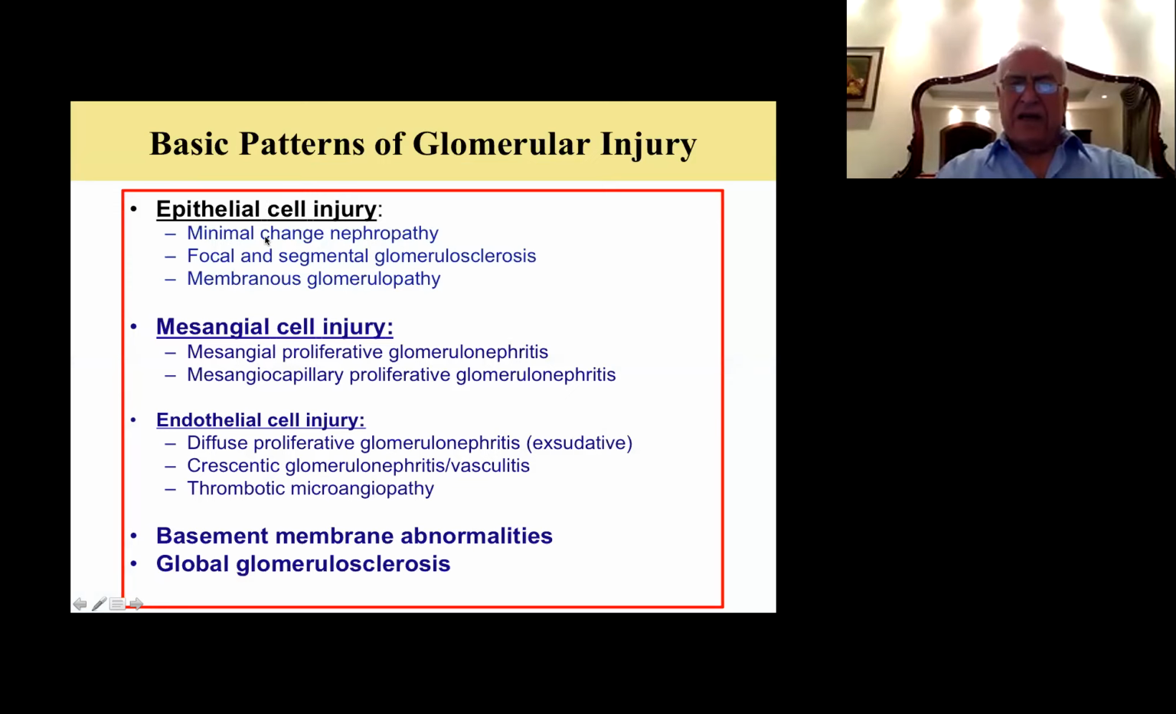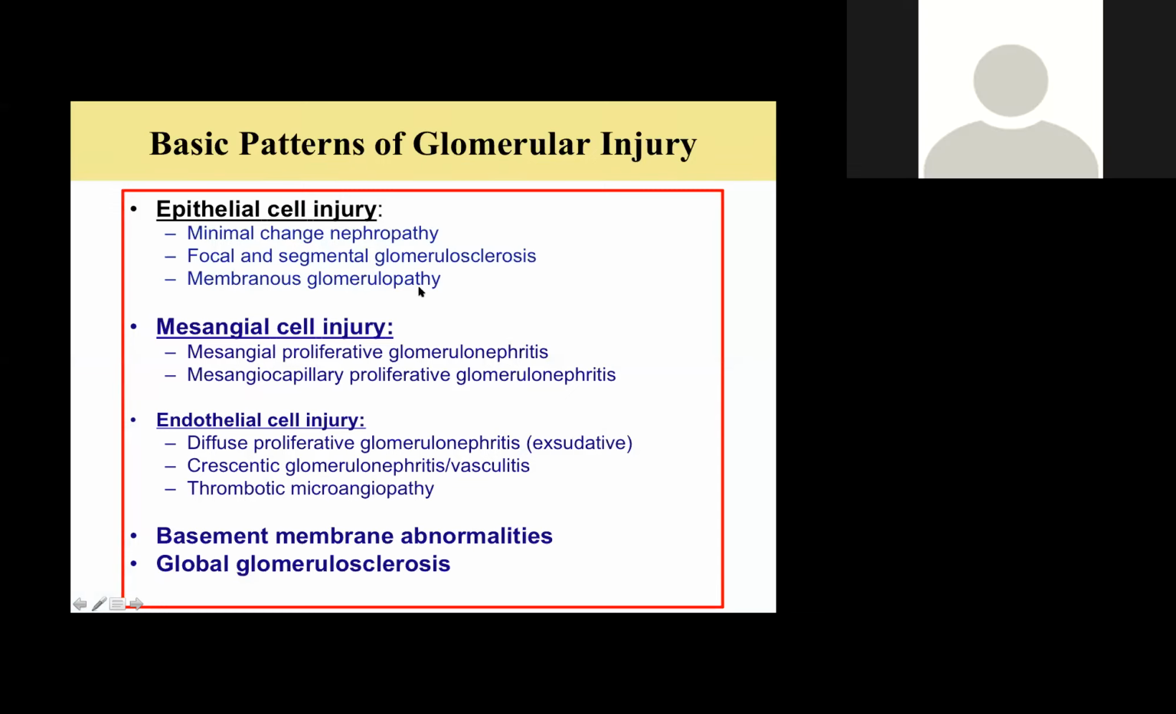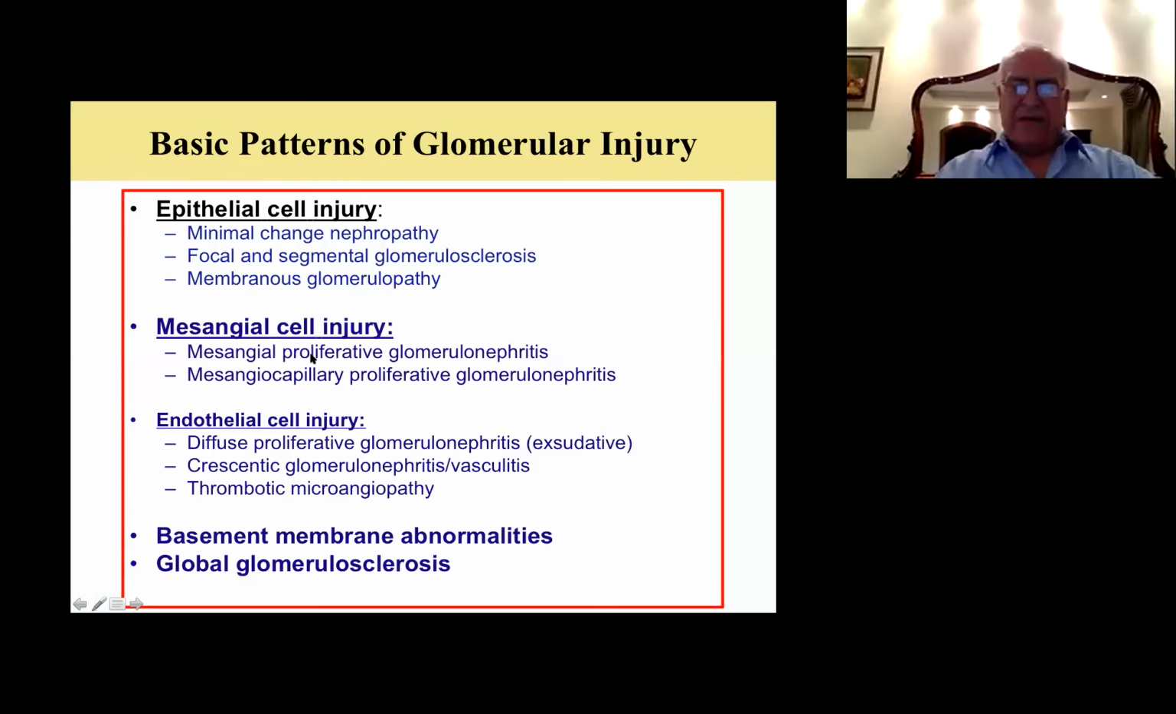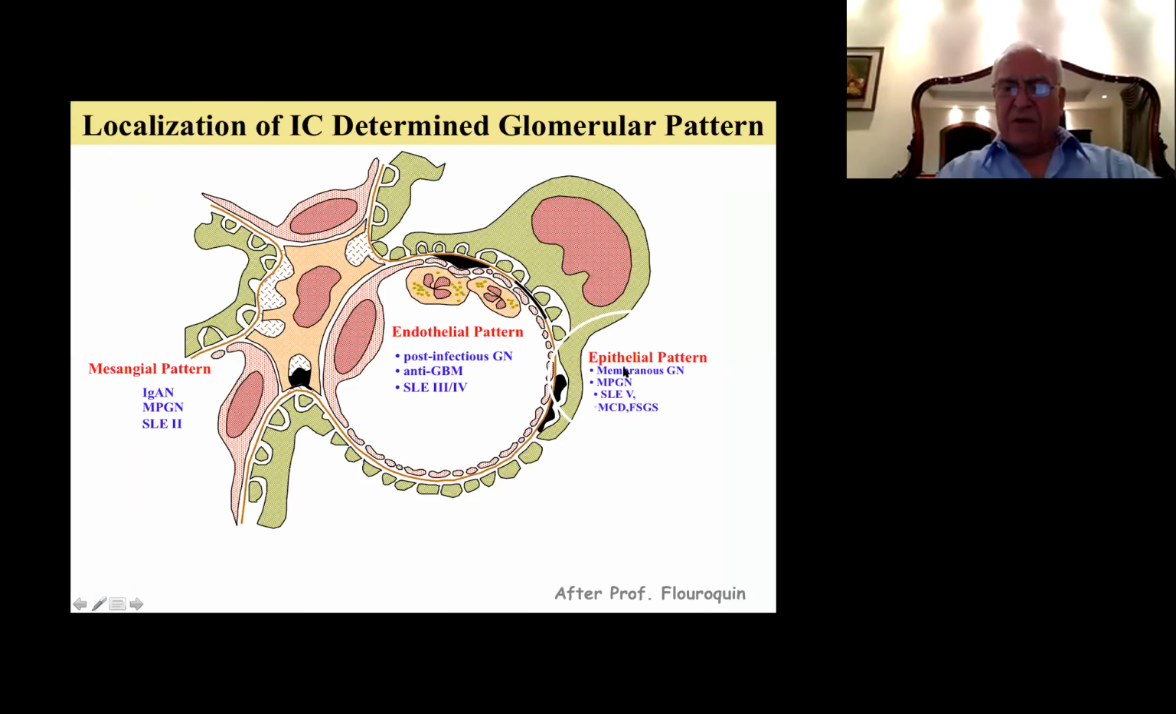Epithelial cell injury, it looks like podocytopathy, we call it: minimal change disease, focal segmental, and membranous. Mesangial injury, basically mesangial proliferative GN, and you may have mesangiocapillary. Endocapillary injury: diffuse proliferative GN like exudative, crescentic GN, thrombotic microangiopathy. And don't forget basement membrane abnormalities. If you look at what will give you epithelial, what will give you endothelial, look at lupus, lupus, lupus. So lupus, a disease of all types.